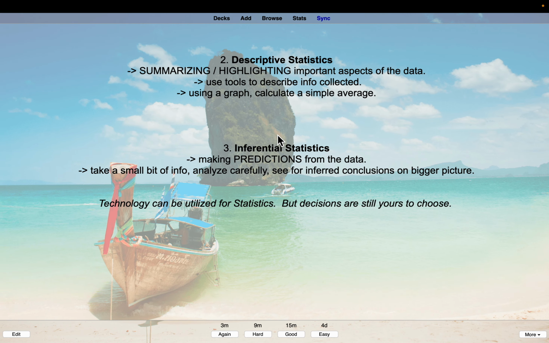For inferential statistics, you make predictions. Predictions, that's a keyword for inferential. You take a small bit of information, you analyze it carefully, and have a lookout for inferred conclusions on a bigger picture. So technology can be utilized for statistics, but decisions are still yours to choose.